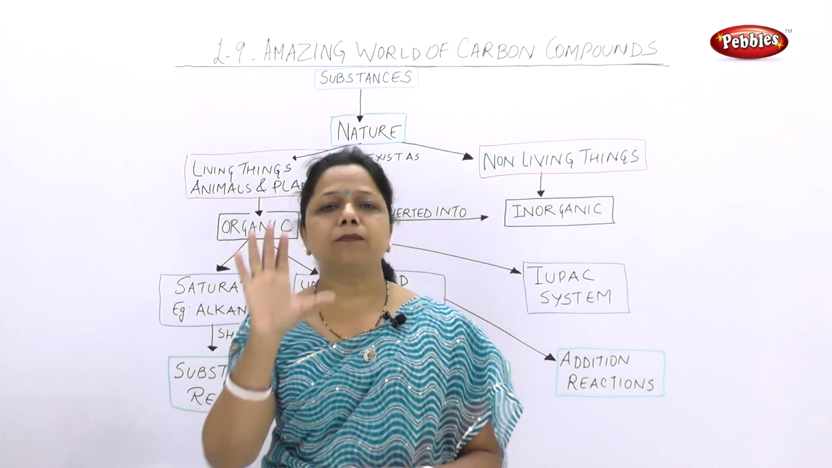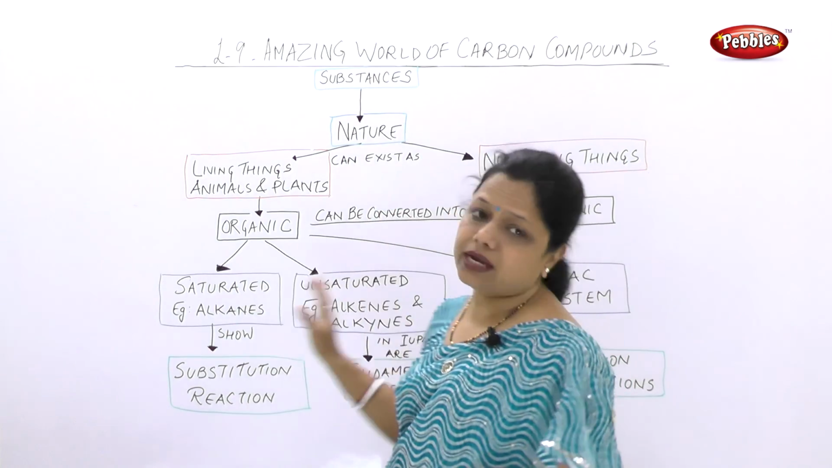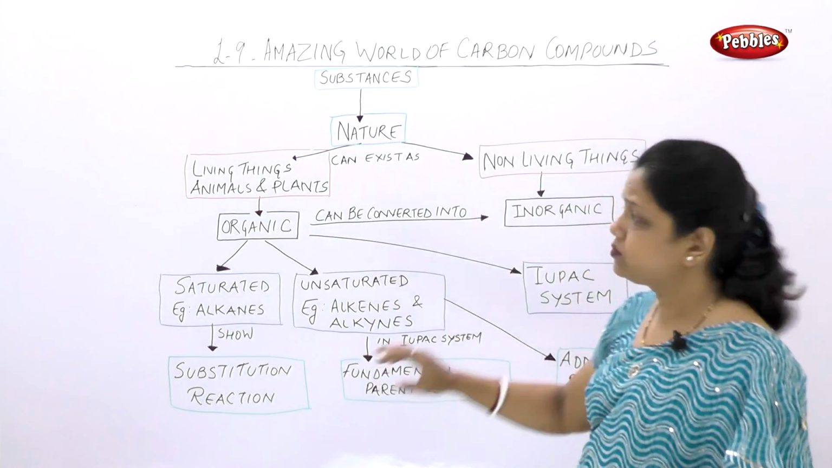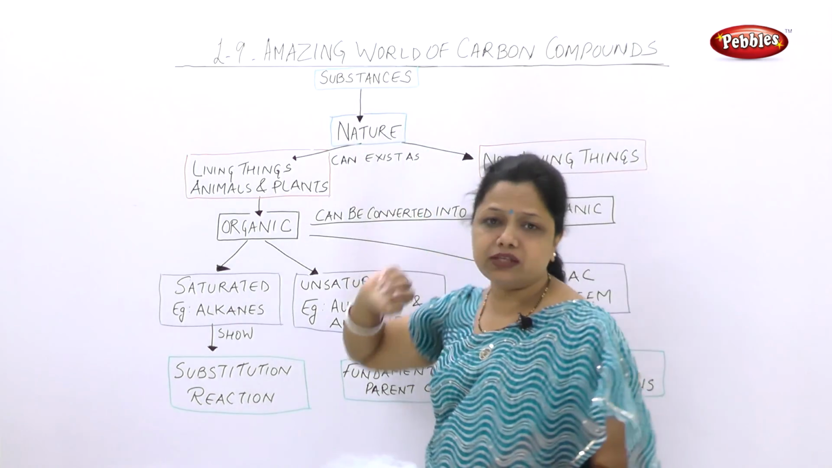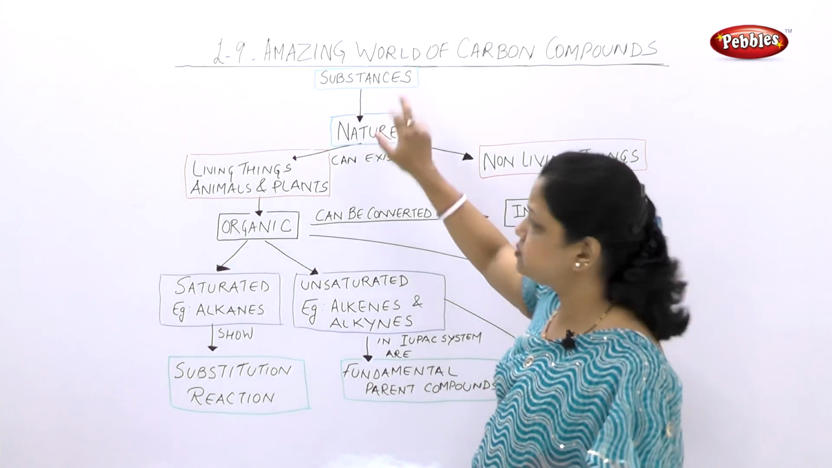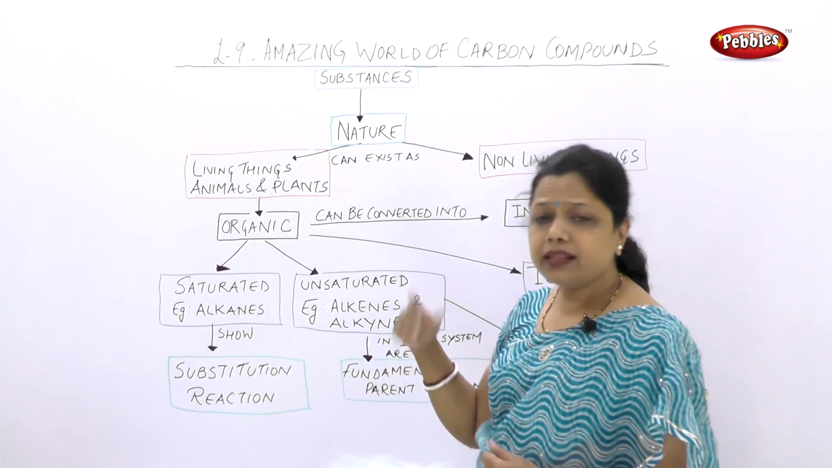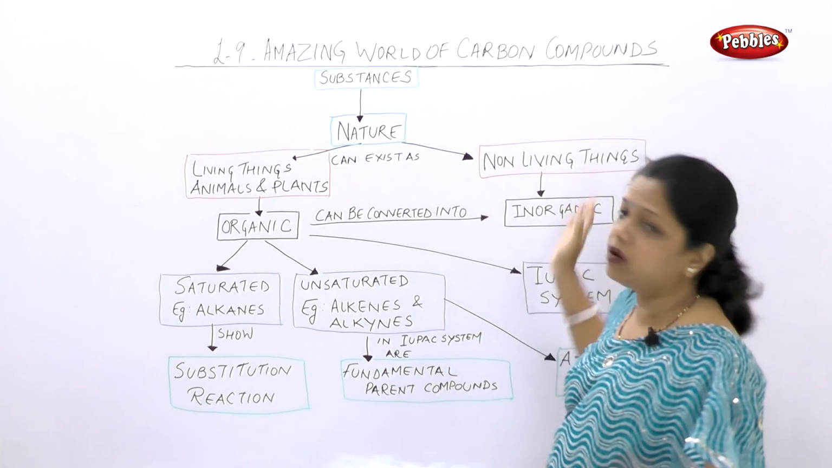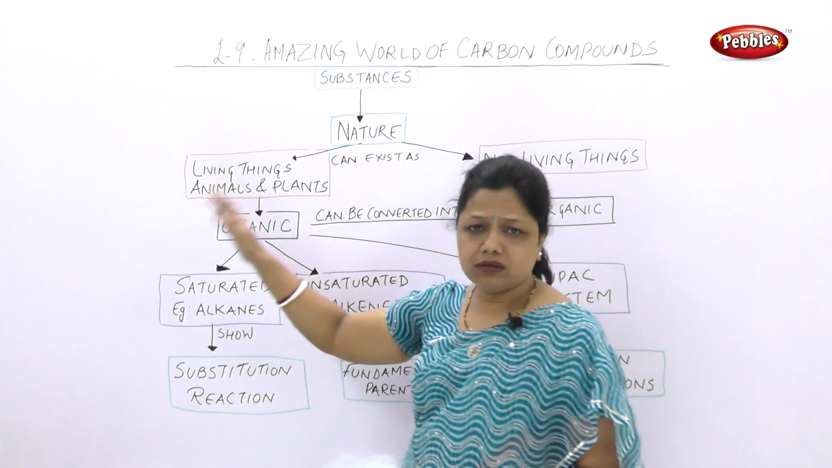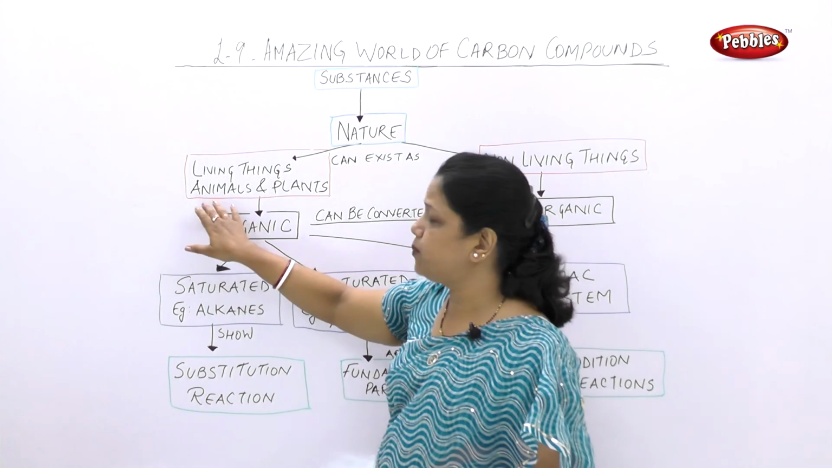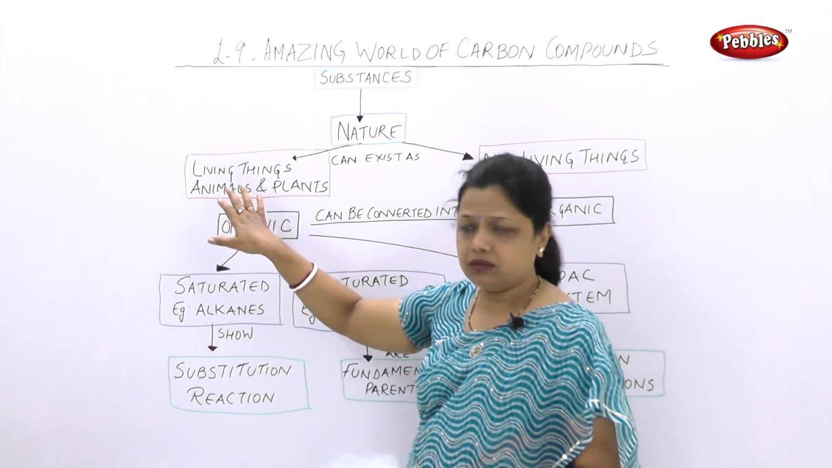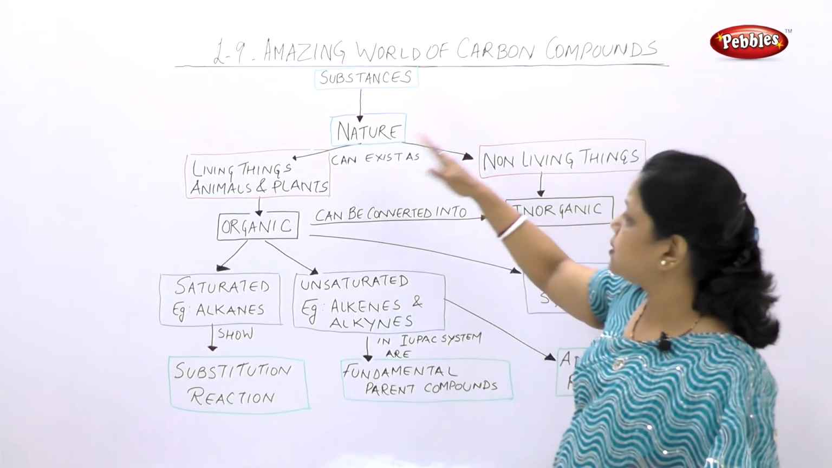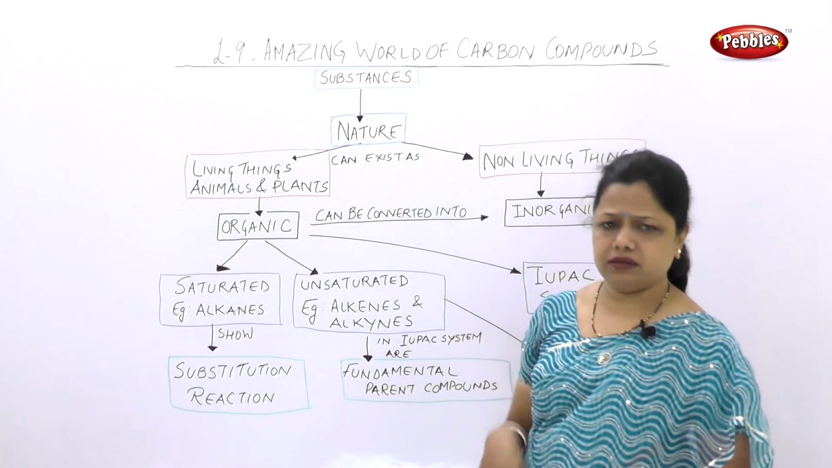Let's have a concept map and we will try to understand in short the whole lesson. Now this is a concept map. We have substances in nature. There are many types of substances which are present in nature. These substances can be natural or non-living things. When I say natural, that means plant origin or animal origin, so they are under living things. Some substances in nature are non-living things.